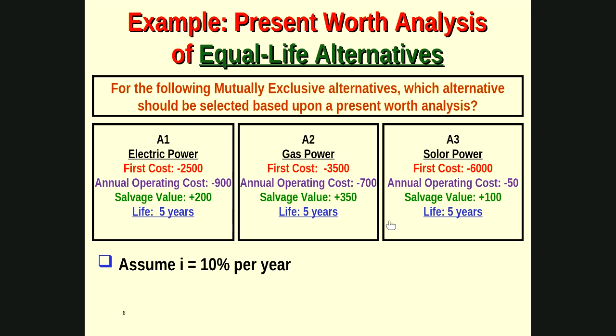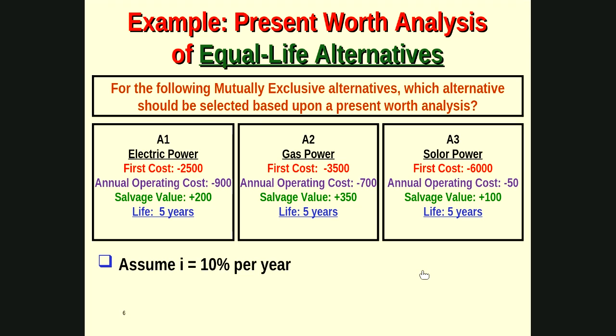For the gas power project, which is A2, you have the same but different values. For the solar, you have the same but different values. Okay, how do we use the mutually exclusive method or application to solve this problem and select one?